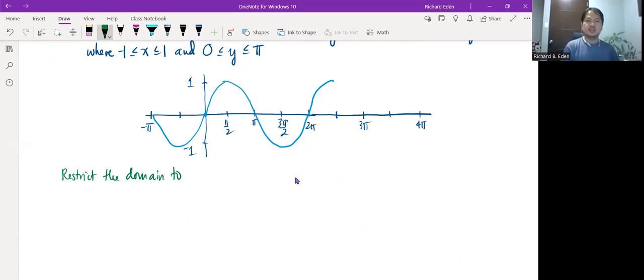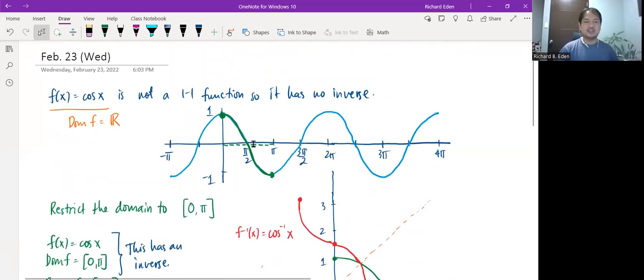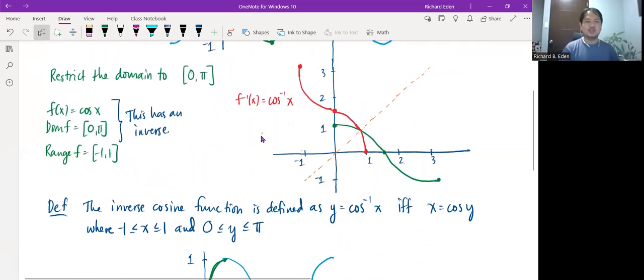Restrict the domain to the interval negative pi over 2 going to pi over 2. Nasaan yun? On the x-axis here. Negative pi over 2 to pi over 2. So that means the portion of the graph that we're going to take is this. And observe how this green portion is going to pass the horizontal line test. So the original version of the sine function has no inverse. But when we make that restriction, we're going to have an inverse.